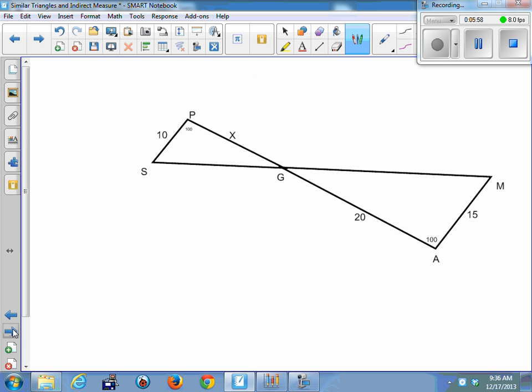All right, let's do some actual problems. The first step is, again, try to prove that they are similar. In this case, we have 100 degrees, 100 degrees, and we also have vertical angles. So those angles are congruent. So we're going to use angle, angle, and say these triangles are similar. It's a little weird, it's kind of like a flip. This 10 corresponds to 15, and X corresponds to 20.